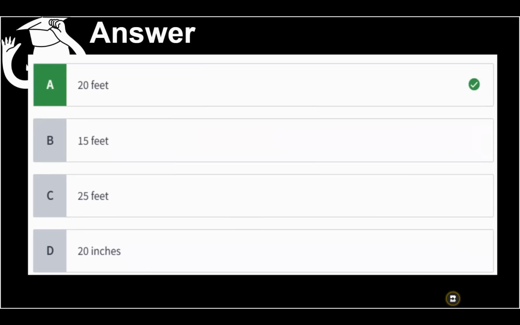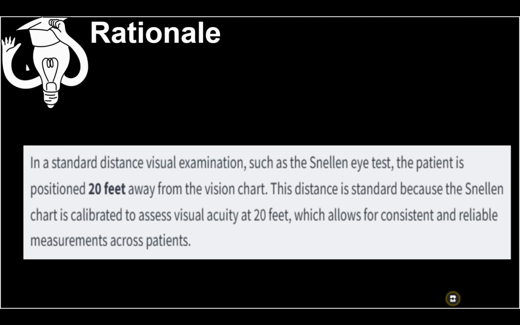In a standard distant visual examination, such as the Snellen test, the patient is positioned 20 feet away from the vision chart. This distance is standard because the Snellen chart is calibrated to assess visual acuity at 20 feet. This allows for consistent and reliable measurements across patients. Another question that you may be asked is, is it okay for a patient to lean forward when doing the Snellen eye test? The answer is no, because if they lean forward during the test, it's going to minimize that distance of 20 feet.